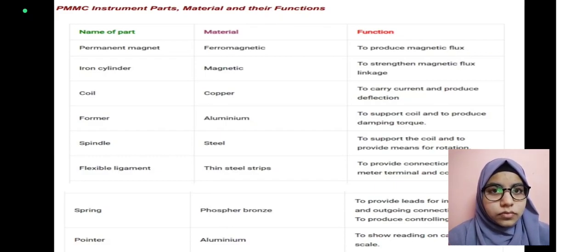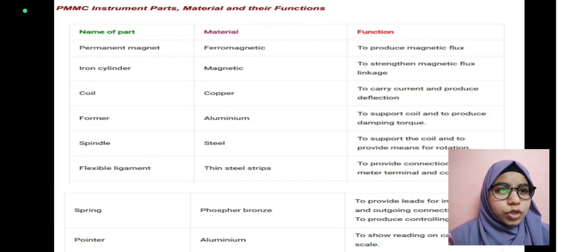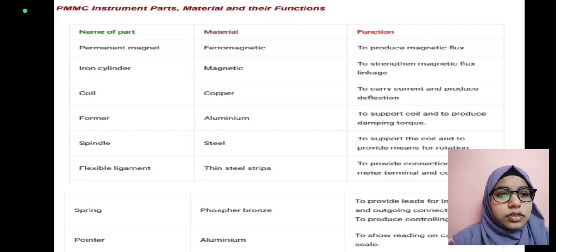Former, made of aluminium, to support the coil and to produce damping torque. Spindle, made of steel, to support the coil and to provide means for rotation. Flexible ligament, thin steel strips to provide connection to meter, terminal and coil. Next, spring is made of phosphor bronze to provide leads for incoming and outgoing connections. Next, pointer, made of aluminium like the former, to show the reading on the calibrated scale.